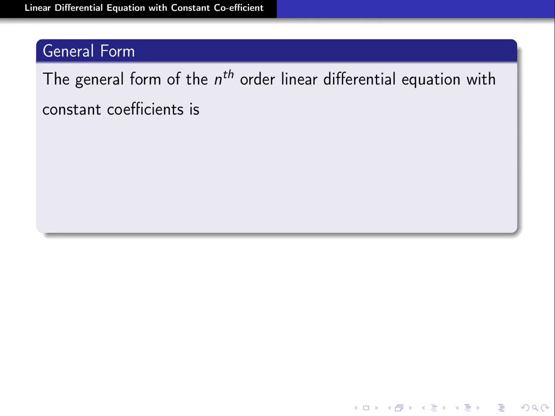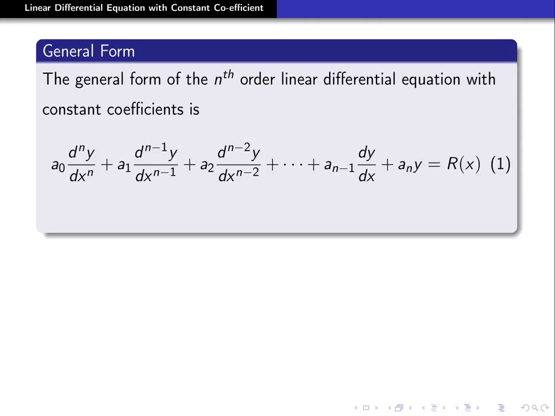So now we go to see the topic linear differential equation with constant coefficients. The general form of the nth order linear differential equation with constant coefficients is a0 times the nth derivative of y with respect to x, plus a1 times the (n-1)th derivative of y with respect to x, plus a2 times the (n-2)th derivative of y with respect to x, and so on up to an times y, equal to r of x.